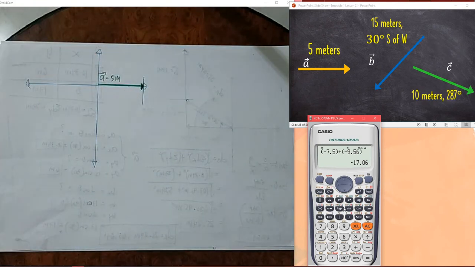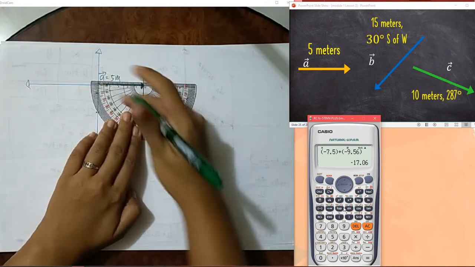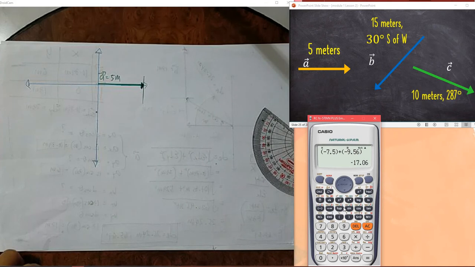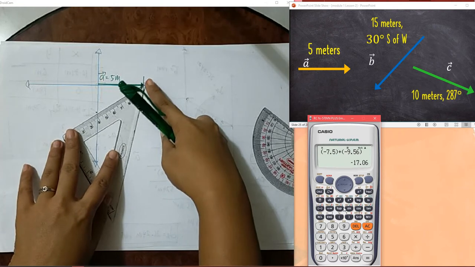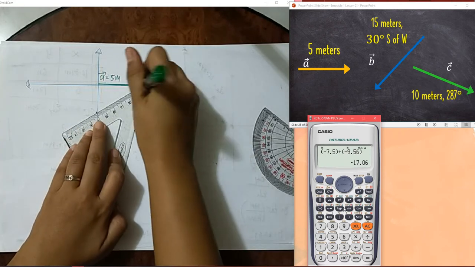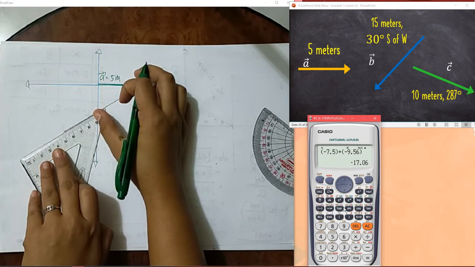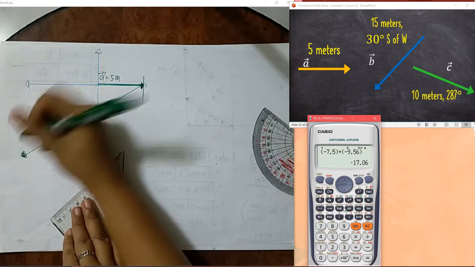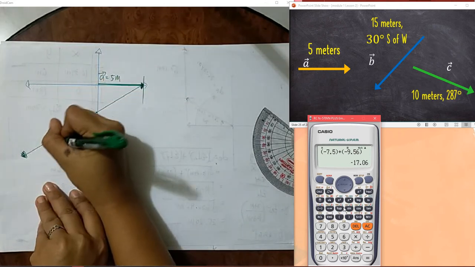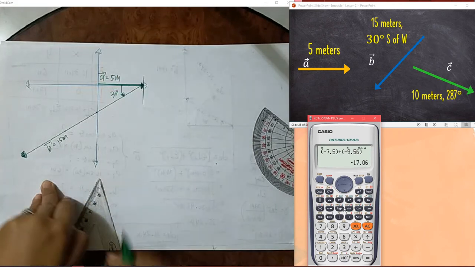So vector B needs to be 30 degrees south of west. I put here the 30 degrees, and I will measure 15 meters. So let's say this is equal to 15 meters. Let me add another 5 meters. So this is vector B, 15 meters, and here is the 30 degrees.